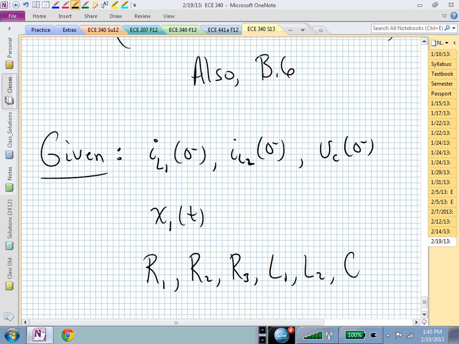You're probably going to need to know the poles. The poles influence the natural behavior of your system. You also want to know what's the structure of x sub 1 of t. Once you have the structure of x sub 1 of t and these R's, L's, and C's, you can get the poles by finding the eigenvalues of your A matrix. And maybe we'll talk about that.